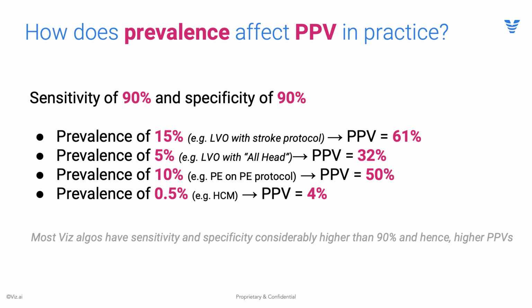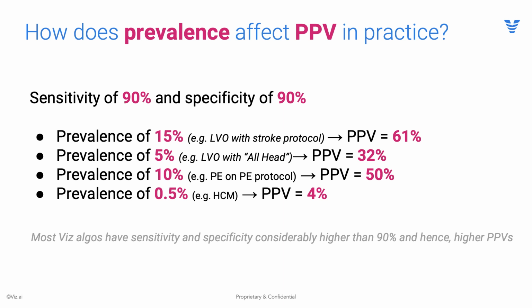LVO with all head, we'd expect a smaller prevalence of disease relative to the total patients going through the algorithm. So just adding all heads, we'd see a lower PPV, but the likelihood is we're also going to catch some LVOs that might have otherwise been missed. That's the trade-off, right? And again, the PPV numbers are sort of made up here. They're just math. Might be a little bit different than what we see in the real world.